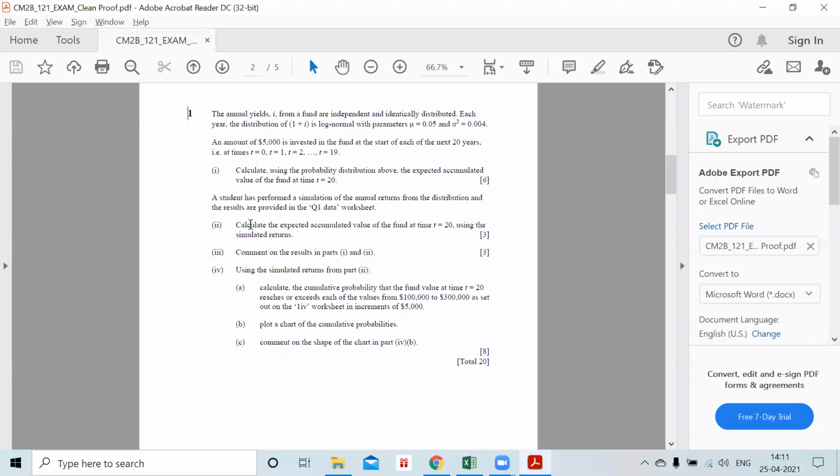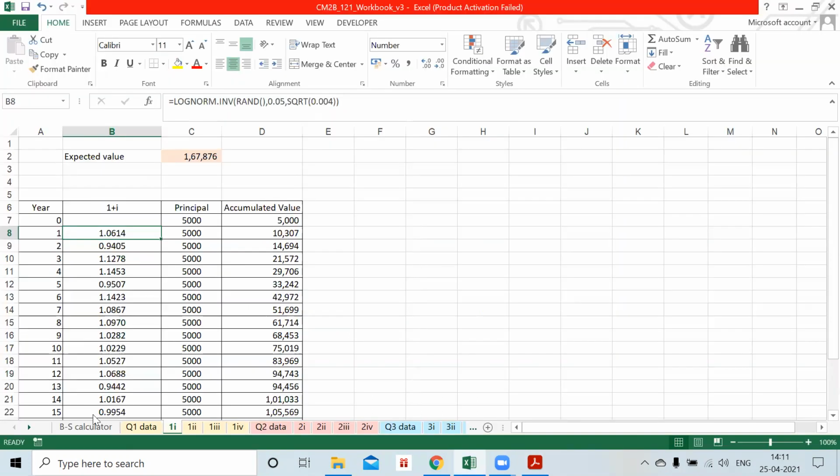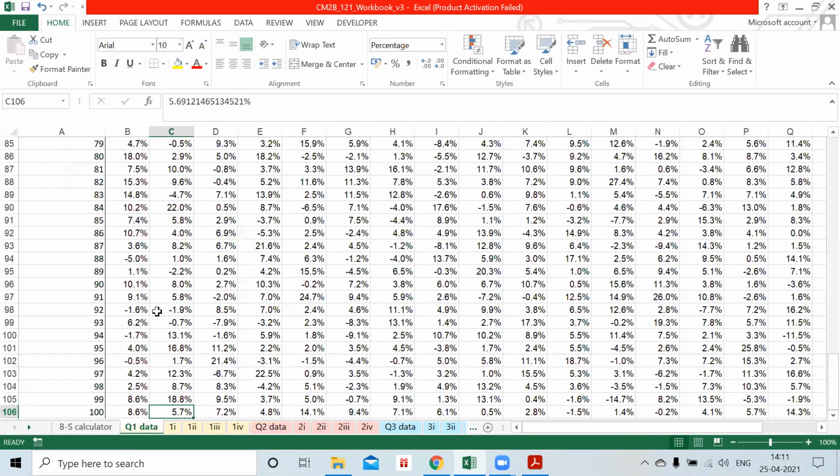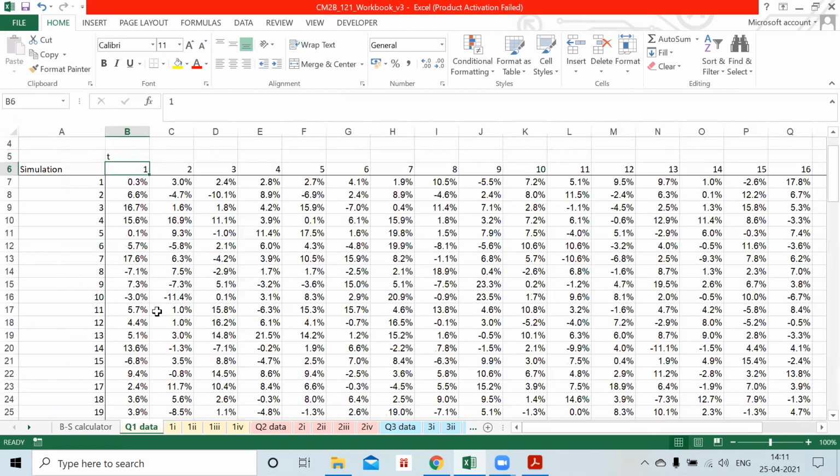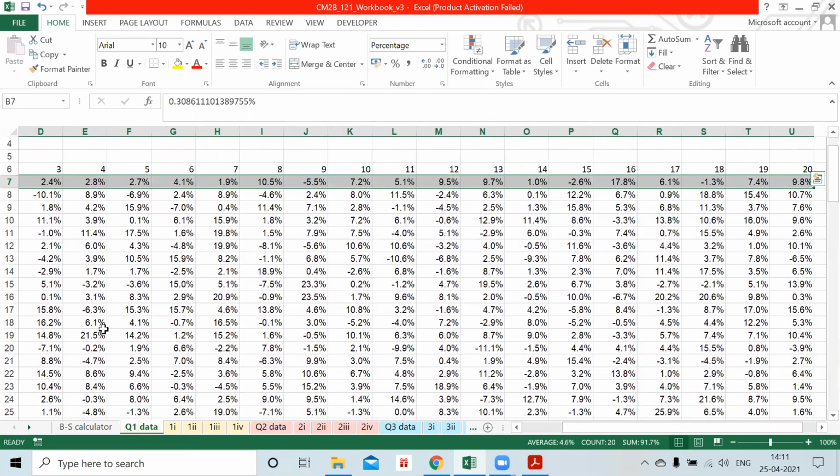Next, a student has performed a simulation of the annual returns from the distribution, and the results are provided in the question 1 data worksheet. Calculate the expected accumulated value at time t equals 20 using the simulated returns. So the returns have been given here, that is, the i has been given here, and it's 100 simulations of data for 20 years.